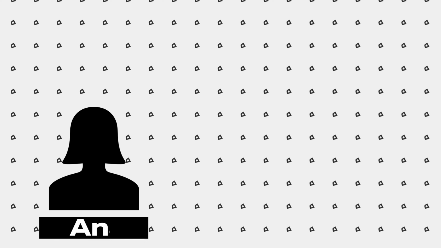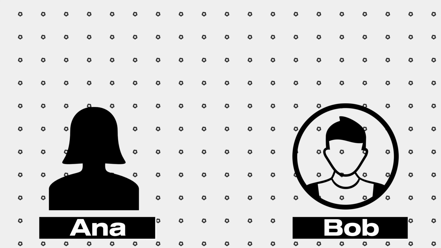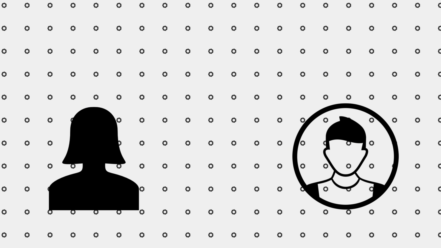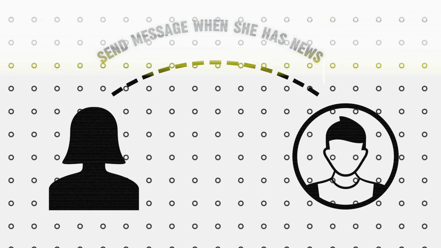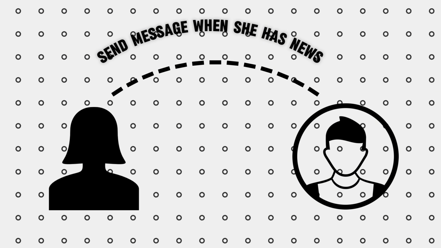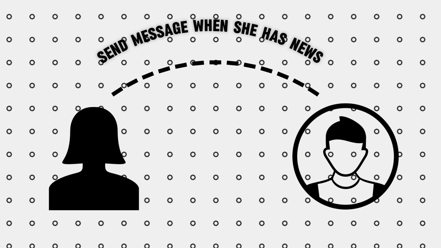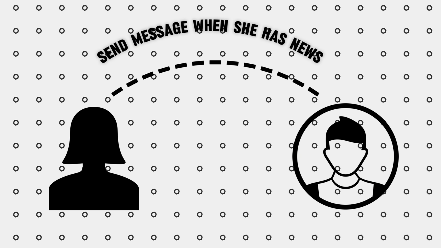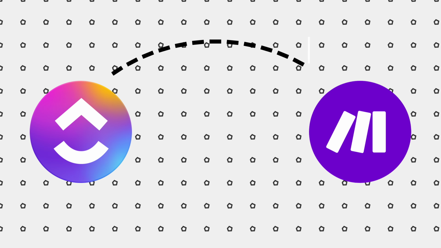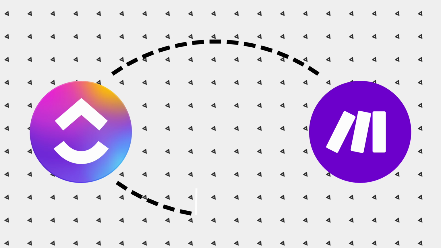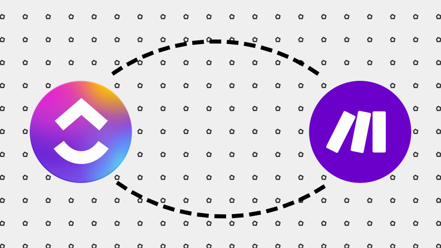Let's take an example to understand what webhooks are. Imagine you have two friends. The first friend's name is Anna and the second one is Bob. Anna has something important to tell Bob. Instead of waiting for Bob to ask, Anna just sends him a message right away when she has news. So that's pretty much how webhooks actually work. In tech terms, a webhook is like a messenger that sends information from one app to another automatically whenever something happens.